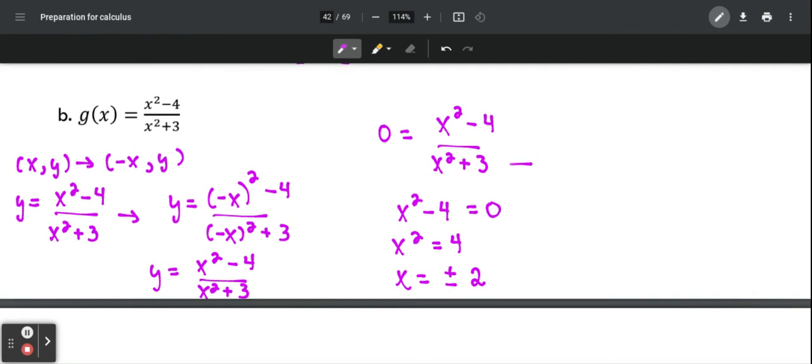The only thing you need to check is go back and check that in your denominator that doesn't also give you zeros in your denominator, which would then give you a hole in your graph at that point.